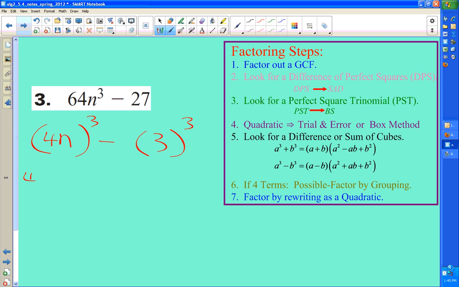So it's 4n minus 3. Careful now, what goes here? 16n squared plus 12n. If you ever get stuck as to what goes in that middle spot, just take your binomial and multiply them together. 3 times 4n, 12n. Just make sure you have the right sign. And then take the last term and square it. Close enough.